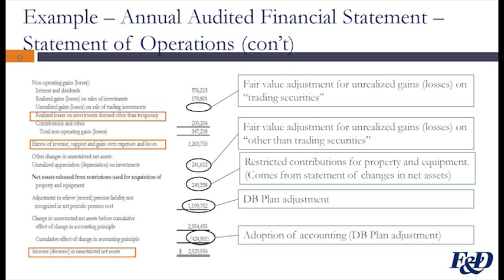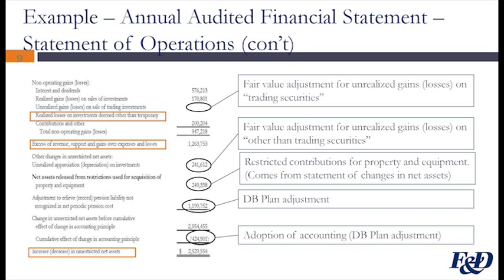And after you factor in all of the other changes in net assets, you get down to your total increase or decrease in your unrestricted net assets. And this is really the total change from one year to another in your unrestricted net assets, factoring in both your operations, your non-operating gains and losses, and then all of the other changes in your unrestricted net assets. That takes us to the end of the statement of operations and the unique considerations for a healthcare entity.